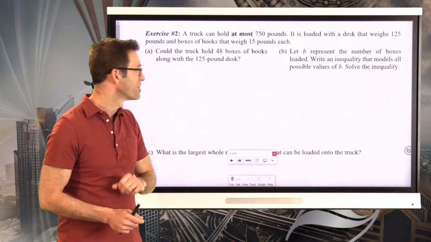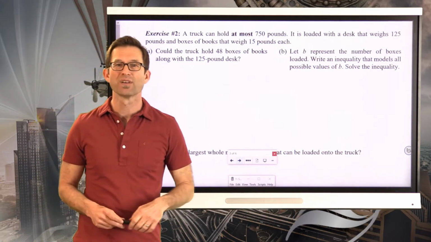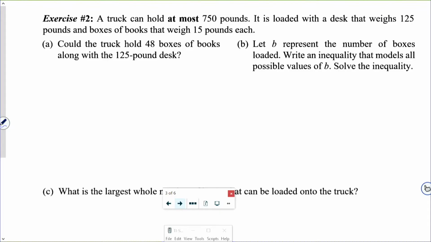Let's keep going. Let's take a look at another problem. Exercise number 2. A truck can hold at most 750 pounds. It is loaded with a desk that weighs 125 pounds and boxes of books that weigh 15 pounds each. Letter A, could the truck hold 48 boxes of books along with the 125-pound desk?